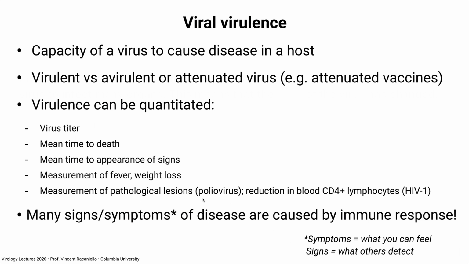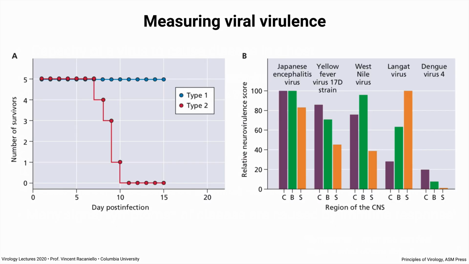Typically for polio vaccine testing, we measure the lesions caused by the virus in the central nervous system. Or an example with HIV-1, the reduction in the number of blood CD4 positive lymphocytes. These are a consequence of virus replication and the immune response, as we'll see later. Just remember that. Here's an example of measuring viral virulence, two different groups of viruses.